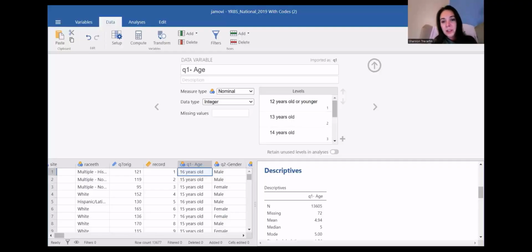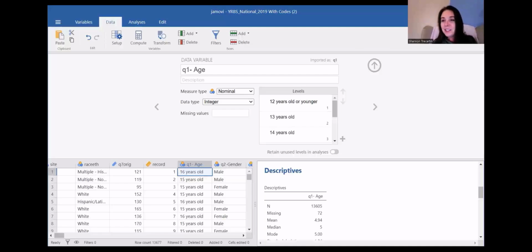Right? And I'm not going to answer the rest of these questions for you, except I'm going to point out what some of these, the information on the table means. So here you have N and then 13,605. That's the number of people that answered the question about age. 72 people were missing.